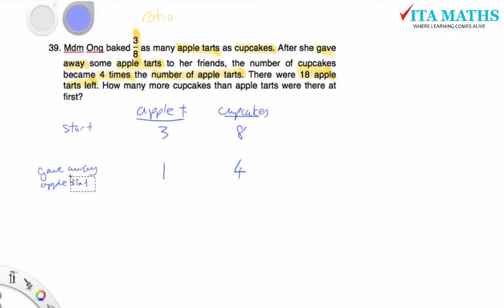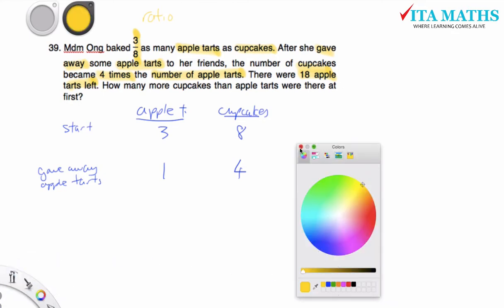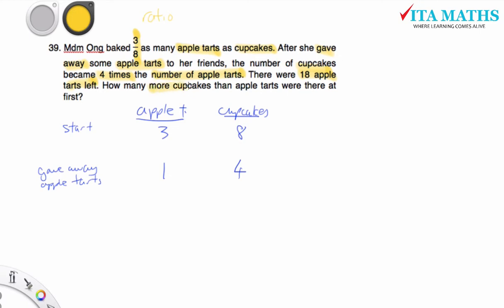After she gave away some apple tarts. So how many did she give away? That is what we need to find out as well, so that we can find the final answer. What are they looking at? How many more cupcakes than apple tarts were there at first? That is at first, right?